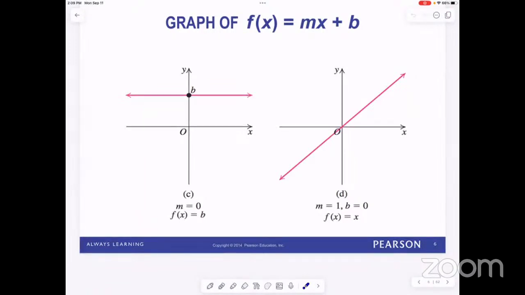So then the second basic function that we talk about is this diagonal, the identity function, y equals x. So it's a diagonal line through the origin, okay? Slope of 1, y-intercept is 0.